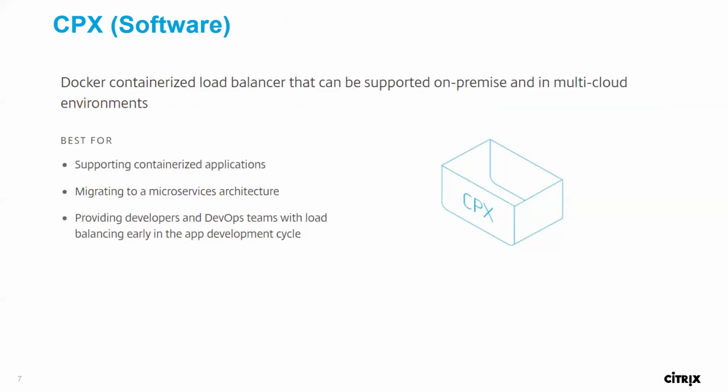CPX is a Docker container. You have heard about Docker containers, right? In multi-cloud environments, developers install Docker containers, and on top of that they install and develop applications. In early development, they can test application load balancing using the CPX version. In cloud environments like Azure and AWS, they use this CPX box. So we have MPX, VPX, SDX, CPX.